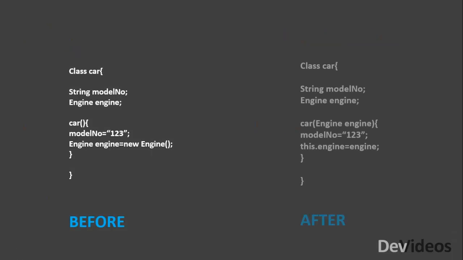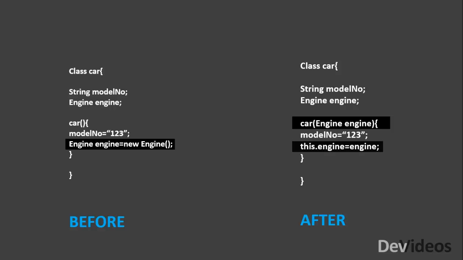And if you have noticed, we have turned upside down the working of the car's constructor. Before, the class of car was responsible for the creation of engine, but now creation is done outside the class, and we are just injecting the object. So the control of object creation is inverted, and this inversion is called inversion of control, or IOC.